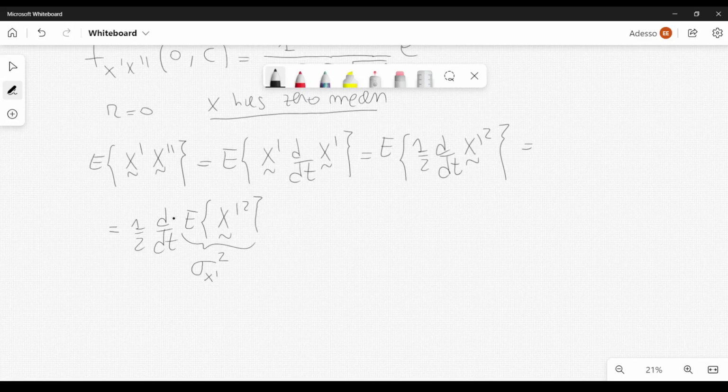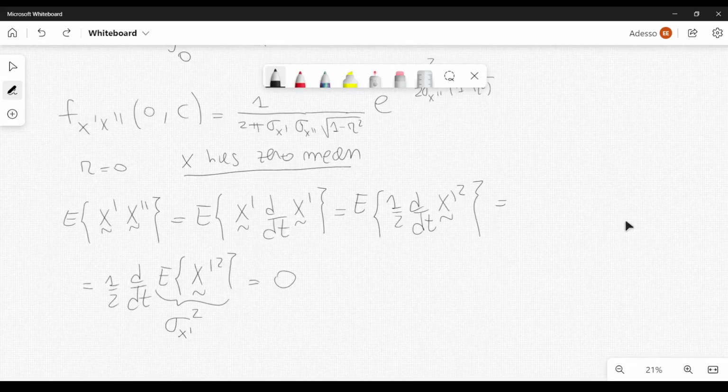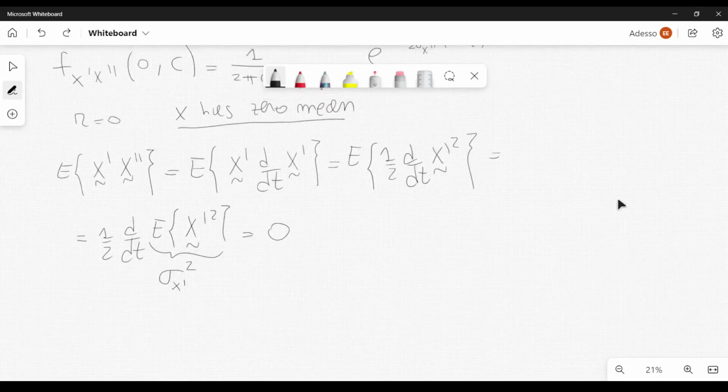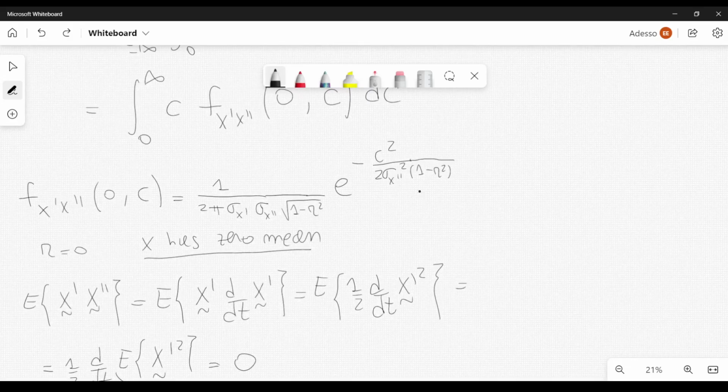But now we have the derivative with respect to time of the standard deviation of x prime. We are assuming that these signals are stationary. We have assumed that earlier. So this will be 0, because this characteristic, the standard deviation, does not vary with respect to time if the signal is stationary. So this will be 0, which means that r is also 0, and now we can simplify this formula. We can set r equal to 0.